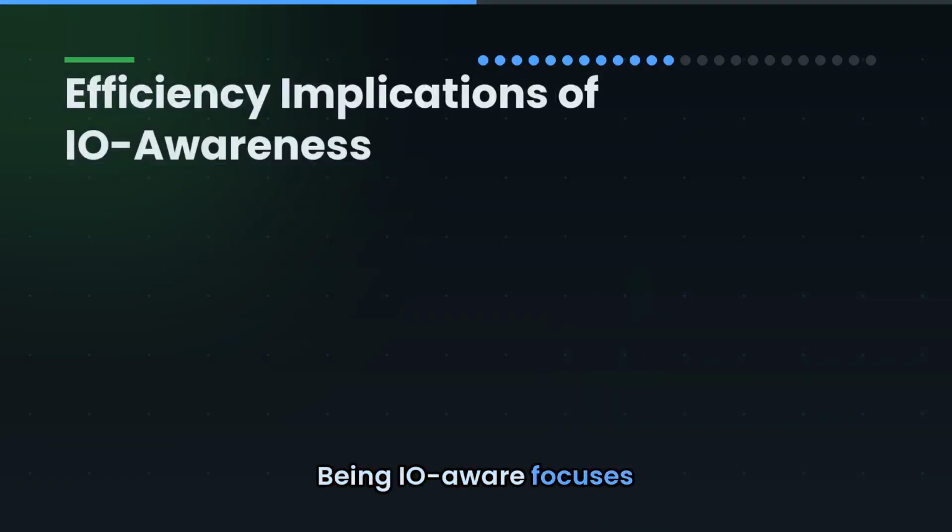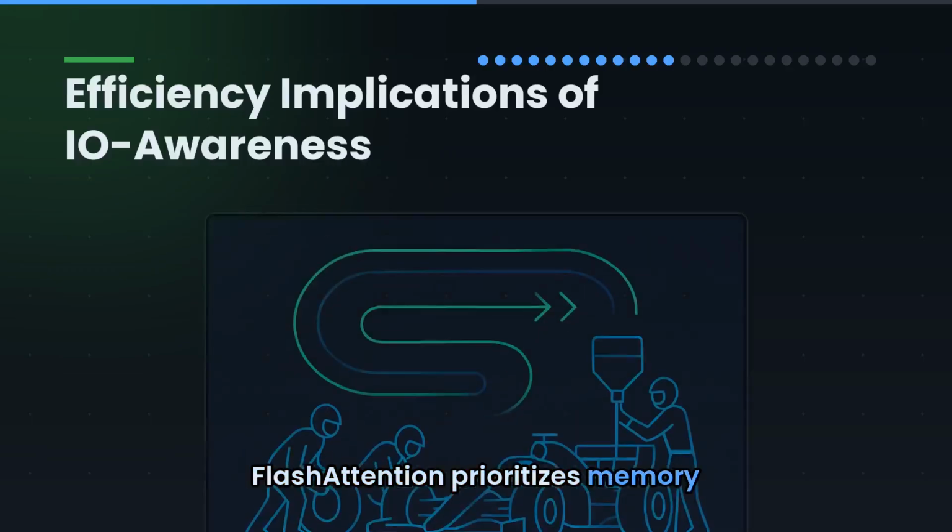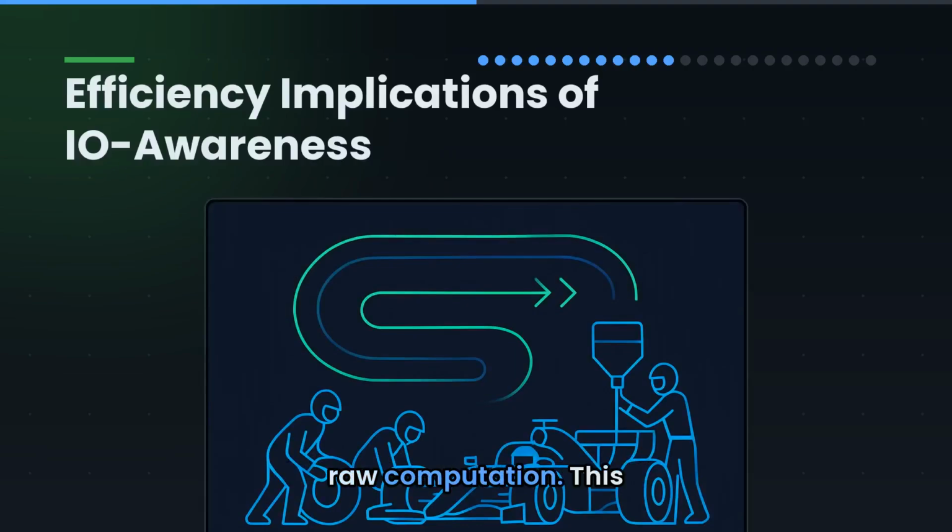Being I/O-aware focuses resource use on efficient data movement. FlashAttention prioritizes memory access patterns over raw computation. This leads to faster processing times as it optimizes data transfers within the hardware.